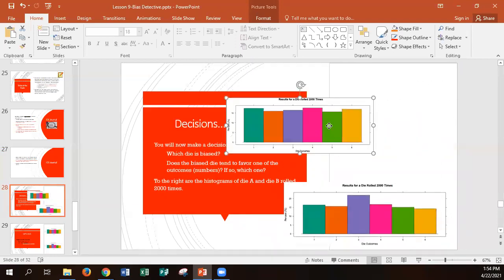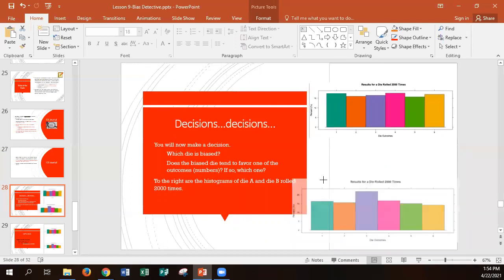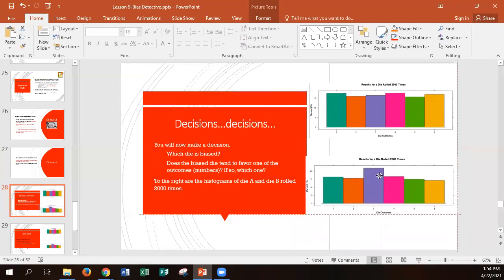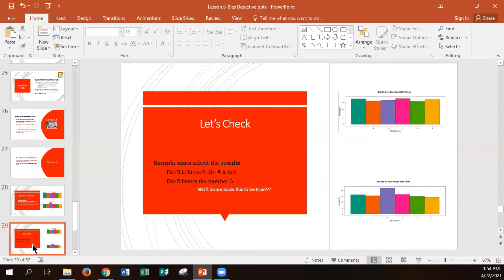Okay, and so that second histogram right there, right? That second histogram is for die B. Okay, I'm gonna leave them like that. So we can see that there's a spike, right? And we can see it again. This is 2,000 rolls now, right? This is 2,000 rolls, okay?